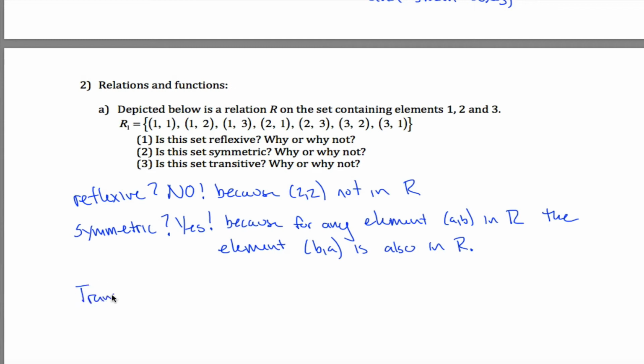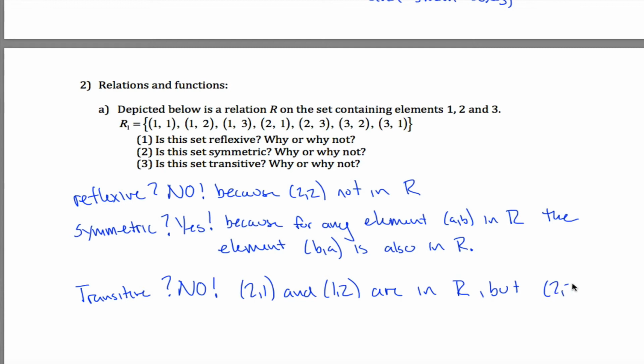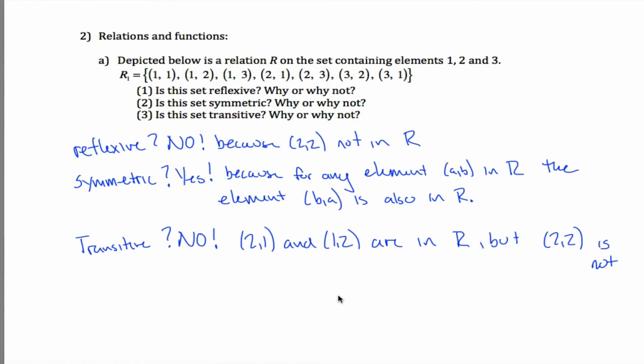Transitive. No. You're welcome. I think I told you that you should thank me if I make something that's not transitive, because it's a hell of a lot easier to show something is not transitive than to show that it is transitive. Note that I do not have the element 2, 2 in this set. Remember that from up here when we were talking about reflexive? The element 2, 1 and the element 1, 2 are in this relation, but the element 2, 2 is not. So it's not transitive. That's it.